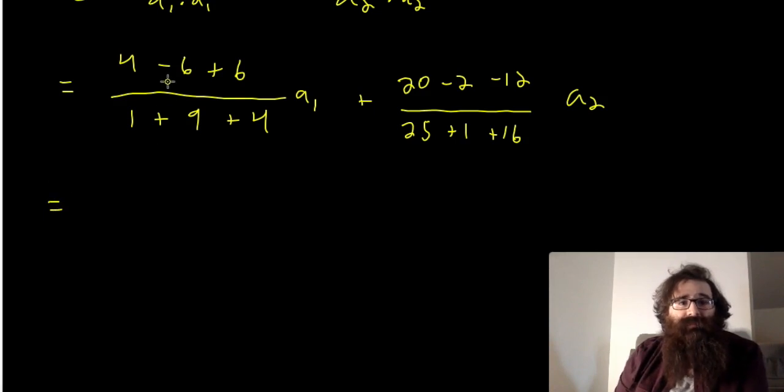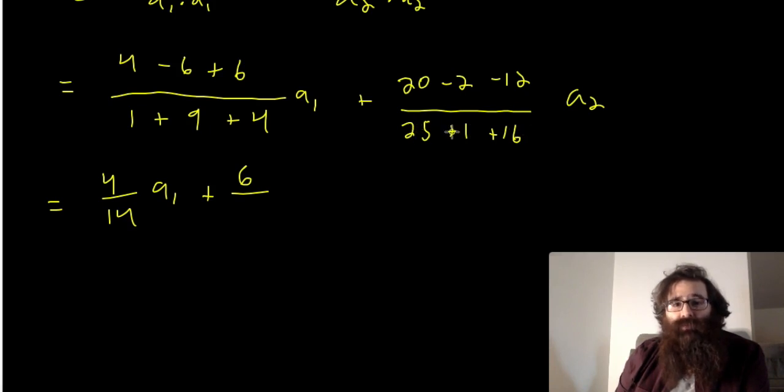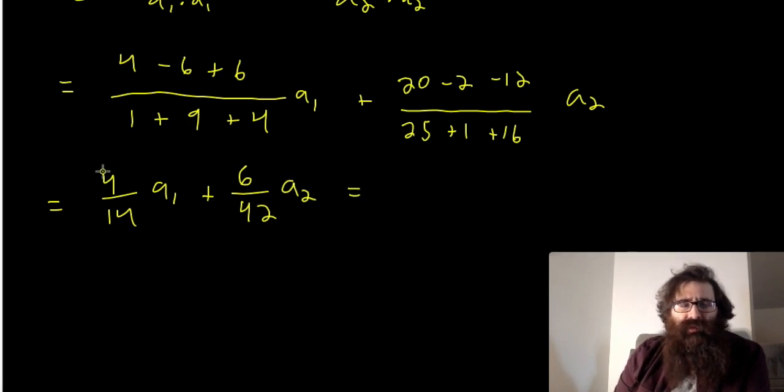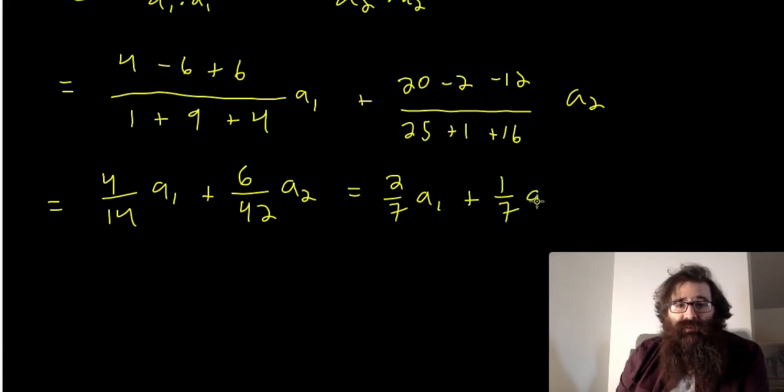Let's see what it looks like. So -6 plus 6 gives me 0, so I have 4 over, this is going to give me 14 times vector A sub 1, plus, and then here, -2 minus 12 is -14, 20 minus 14 is going to give me 6, divided by here 25 plus 1 plus 16, so 25, 35, 40, 41, 42 looks like, times A sub 2. Here we can go ahead and reduce the top and the bottom of the first coefficient by 2. It's going to give me 2 over 7 A sub 1. And here I can reduce by 6. So that's 1 over 7 A sub 2.